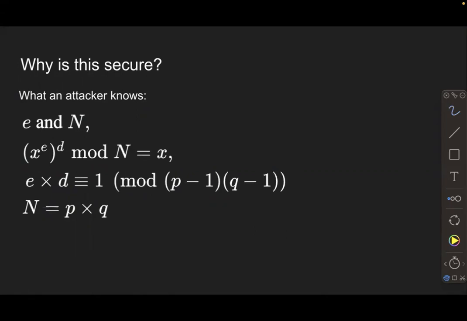Because D is private. I should be the only one who knows what to decrypt with. So let's reason about what the attacker knows in this situation. Say we had Bob trying to eavesdrop. He knows E and N, because that's part of your public key. So everyone knows E and N.